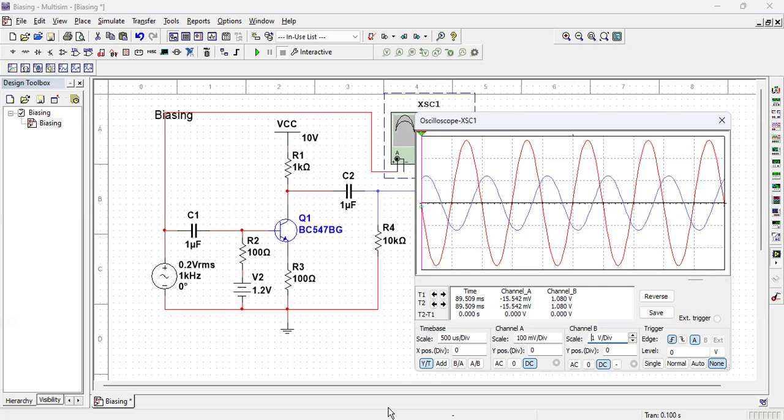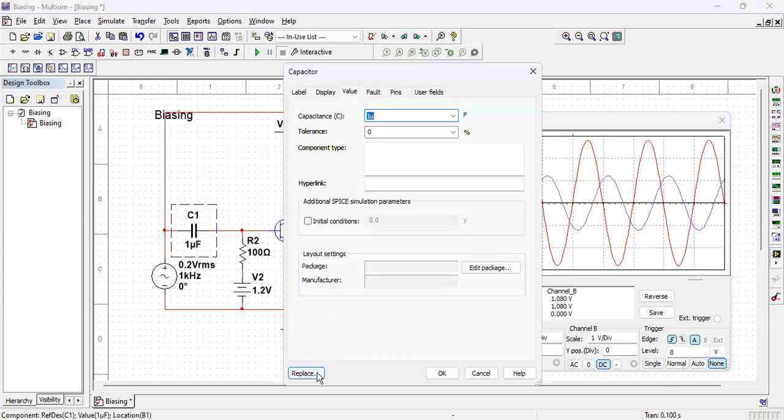One thing more you have noticed, there is a phase difference between the input and output. That phase difference is due to this capacitor, right? If you learn later how to select this capacitor, I'll show you.